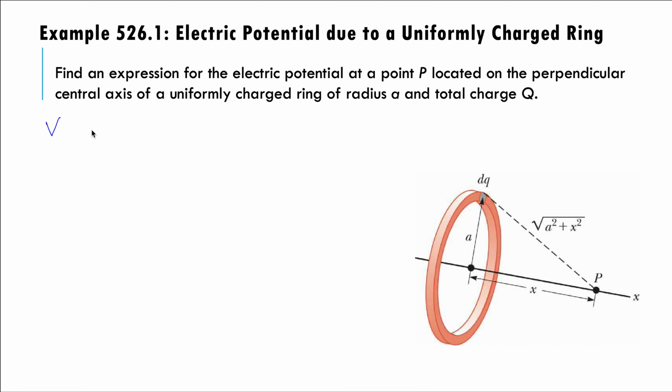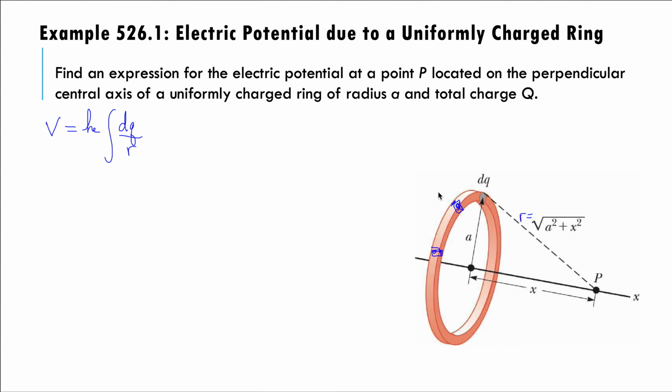We know that the potential at point P is going to be Ke times the integral of dq over r. So the thing to realize about this is that the point P here is the same distance from every little dq, right? You can split this ring up into a whole bunch of dq's, and they're all the same distance r from point P. So this really simplifies the problem.